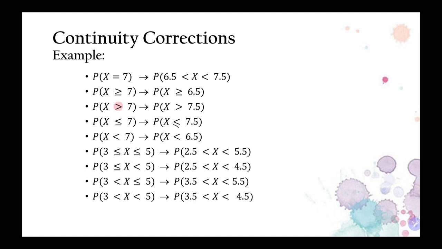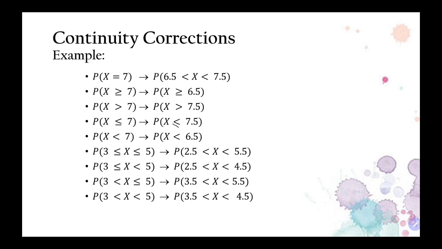And P(X > 7), we change to P(X > 7.5). Kita ambil value selepas dia. So 7.5. Ini untuk greater. If the question asks P(X ≤ 7), we change it to P(X ≤ 7.5). And for P(X < 7), we change it to P(X < 6.5).